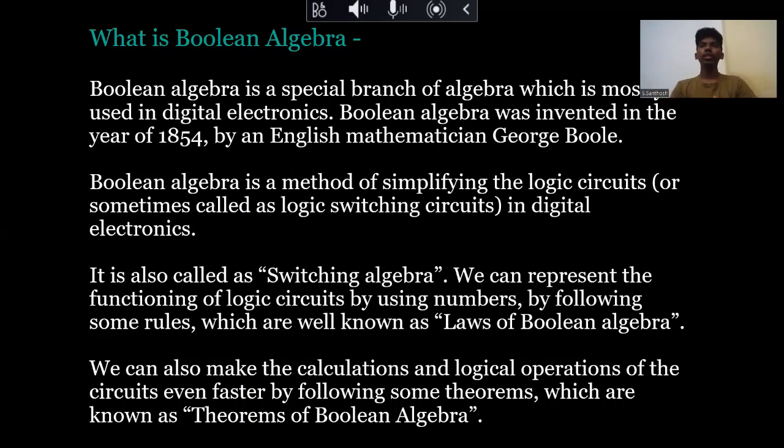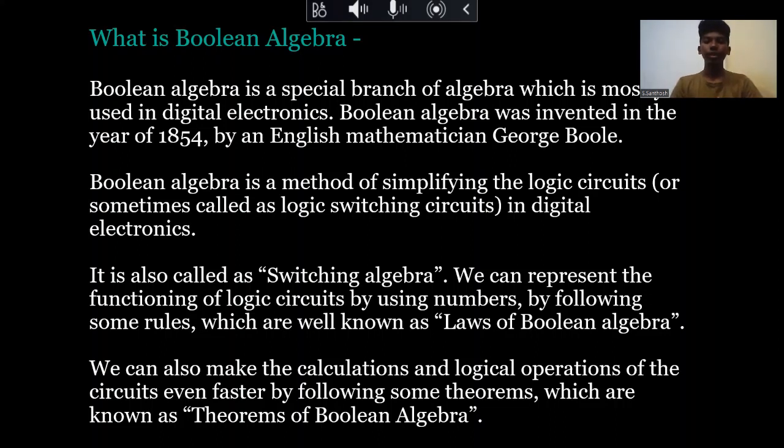So this Boolean algebra is used to simplify the circuits, like if you're using many number of gates, the logical gates known as the AND gate, NOR gate, NAND gate, and the NOT gate. Using this Boolean algebra, you can simplify them by making the program simple, like just having a NAND gate or an OR gate alone, instead of having many number of gates in it. And this is also called as a switching algebra.